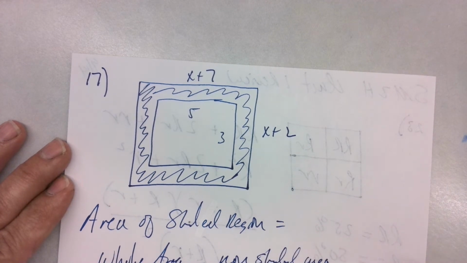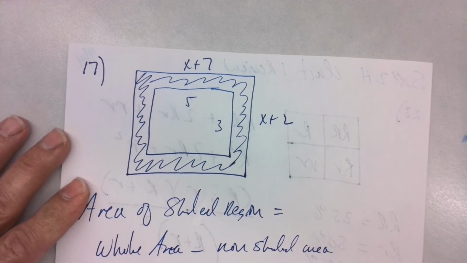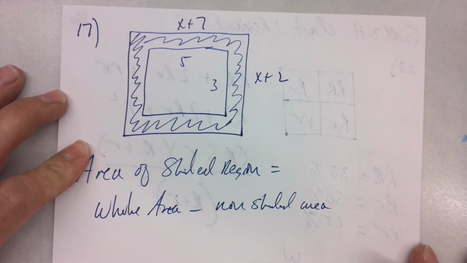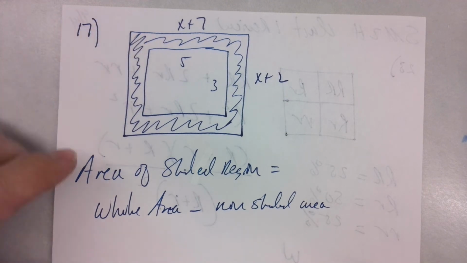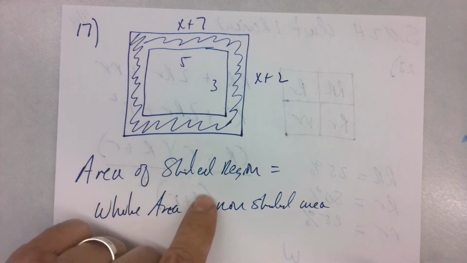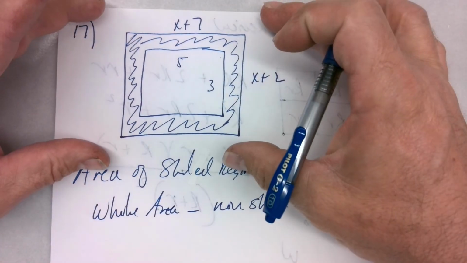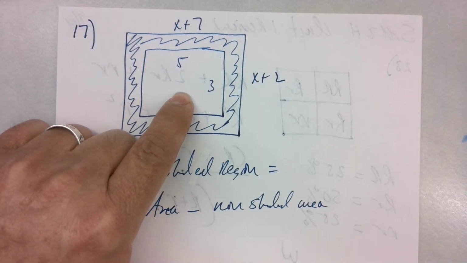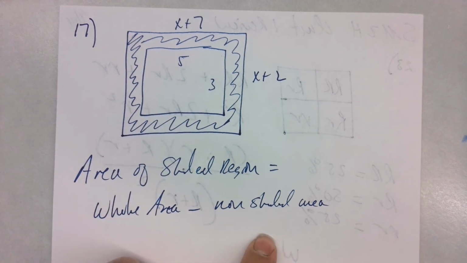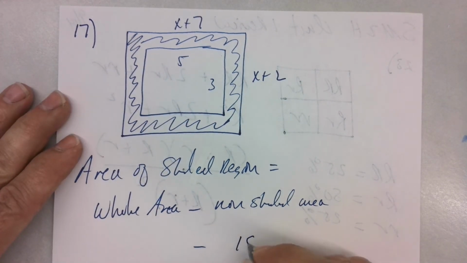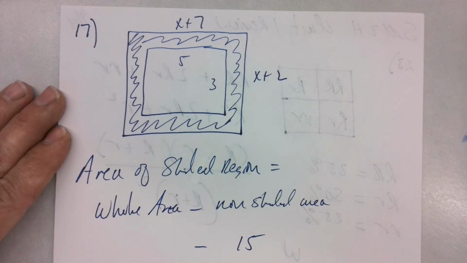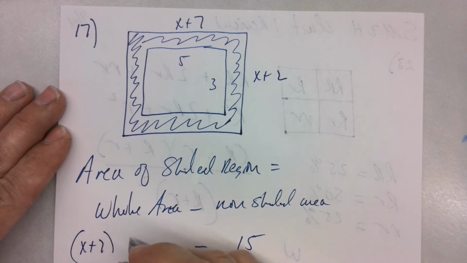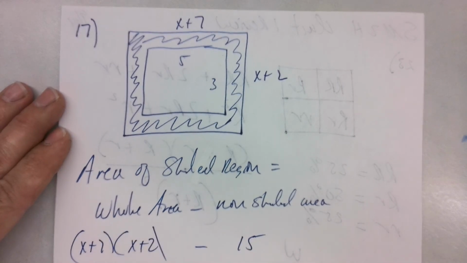Okay. So we see the picture, right? So I'm simply going to take, if I want the area of just the shaded region, I'm going to take my whole area and I'm going to subtract off the non-shaded area, right? Well, the non-shaded area is easy. It's just what? 15, right? How do I find the whole area? Then just do the math.